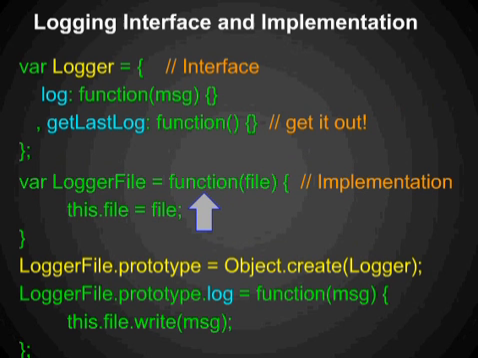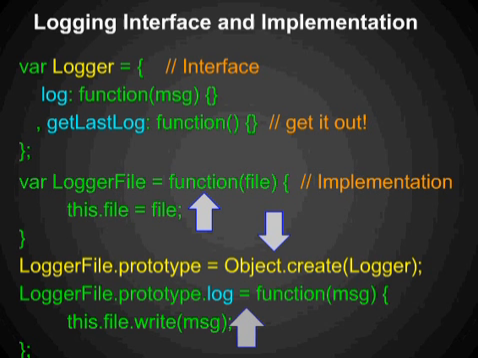So here I'm going to call a log to put something in, and then I'll have a get last log method to get the thing back out. Let's look at a simple implementation of this interface. Again, just like my previous one, I have an implementation specific constructor. Here, this one is going to log to a file. So I'm going to take the file in the constructor.